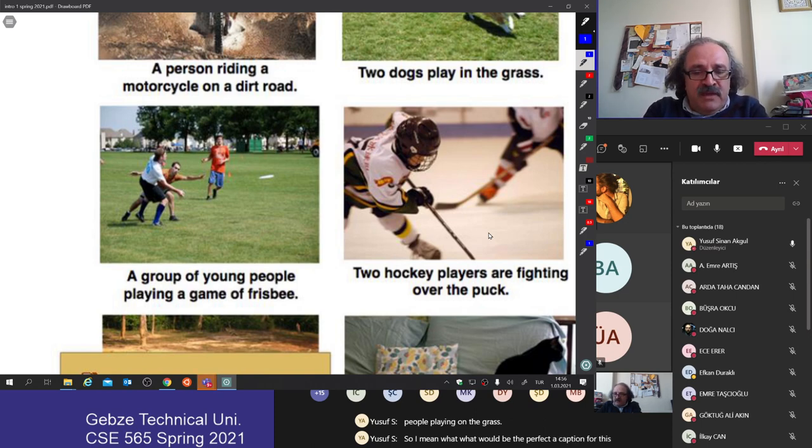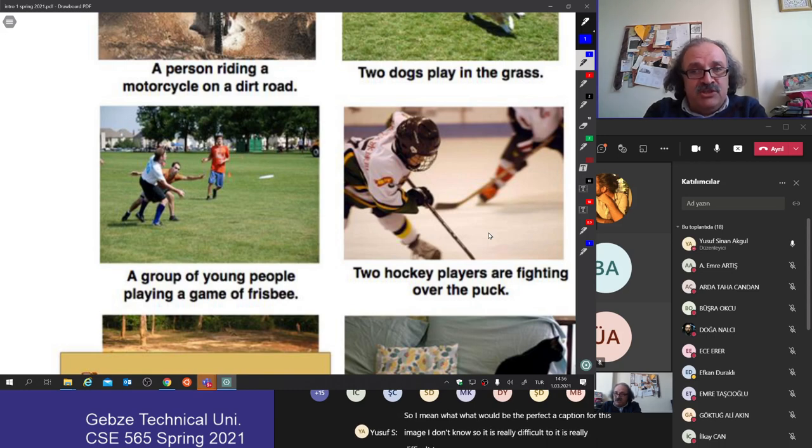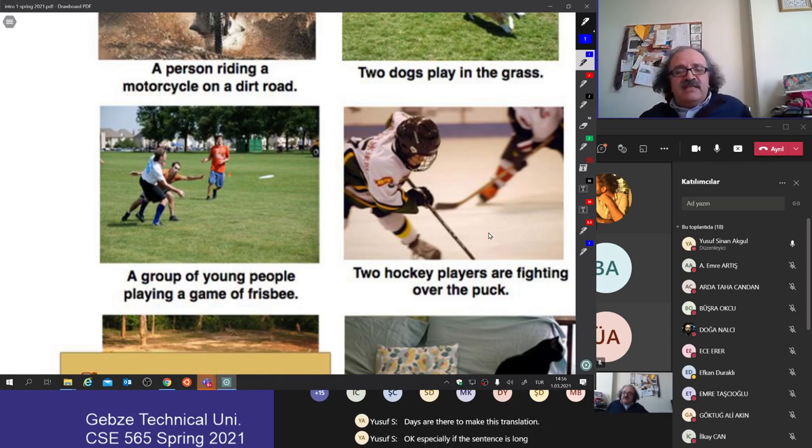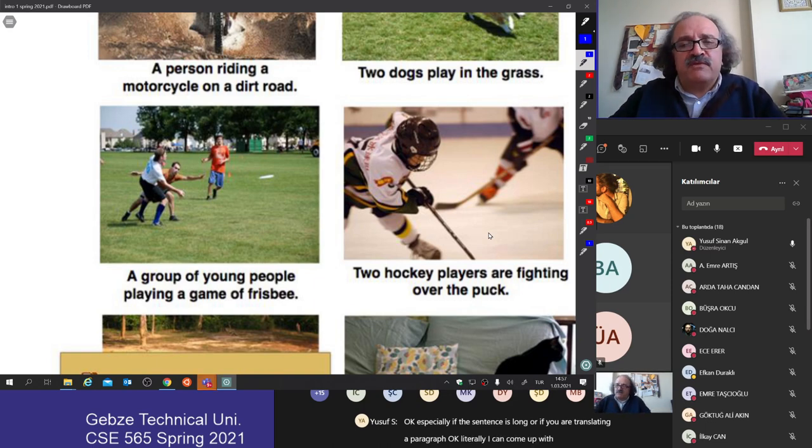I don't know. So it is really difficult to measure your correctness with this kind of application. It's like doing a translation. If you translate a sentence from English to Turkish, how many ways are there to make this translation? Especially if the sentence is long or if you are translating a paragraph, literally, I can come up with hundreds of different ways of translating it, right? Which one is the best one? I don't know, because I am doing it all myself.